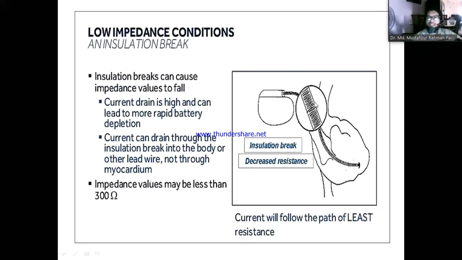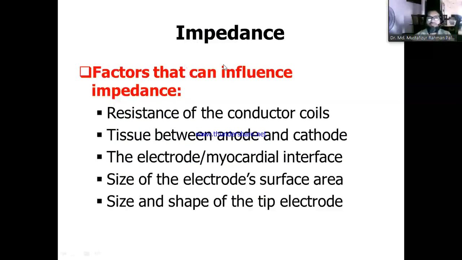And if the insulation breaks, here the insulation break, it can cause the impedance value to fall. Impedance will fall because the current will drain through this way, and the current is high and can lead to more rapid battery depletion. Current drains through the insulation break into the body and the other lead, not through the myocardium. So less than 300, very low impedance will show, and we can understand that an insulation break can occur.